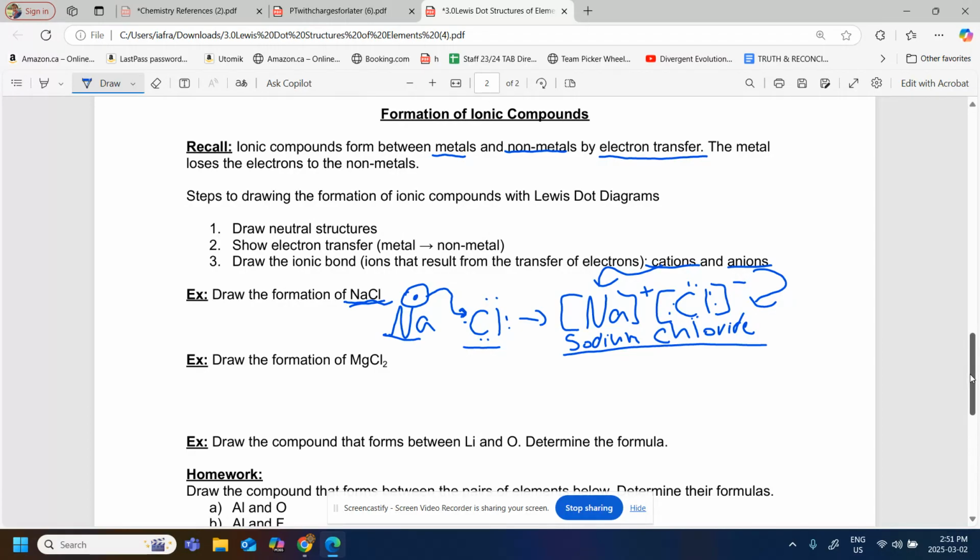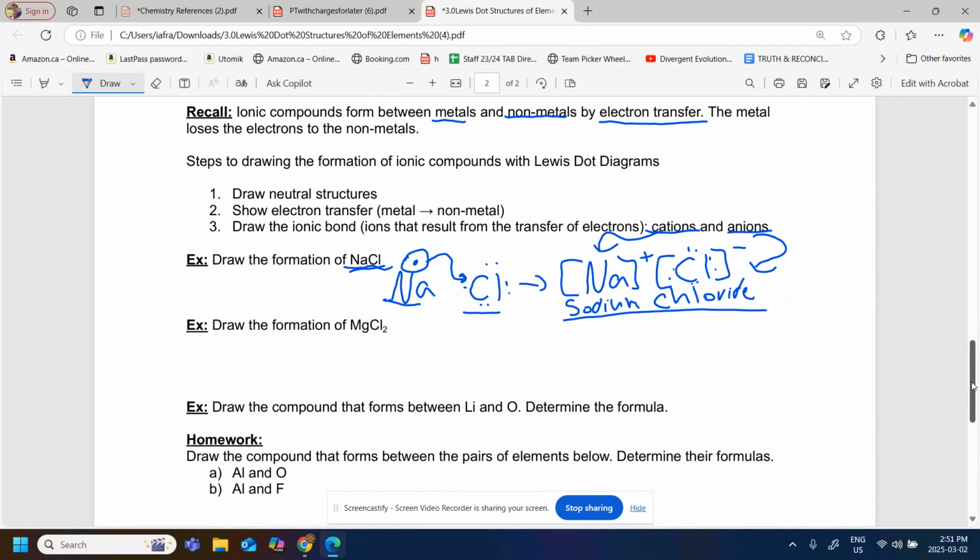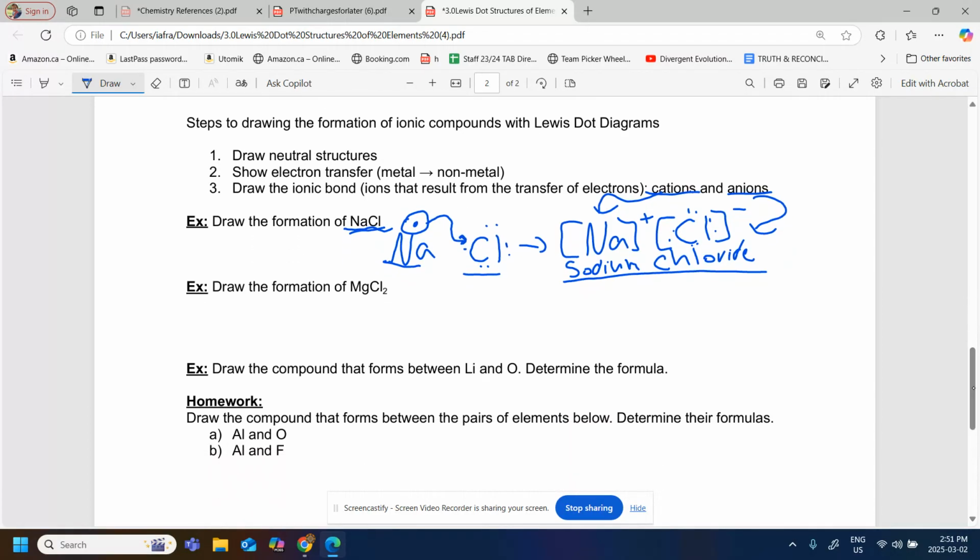We'll try another one. We'll do MgCl2. So here we have MgCl2. You'll notice that there's 1 Mg and 2 Cls. So what I usually do is, if there's only one metal, I draw it in the middle. 1, 2. And then I draw the nonmetals on opposite sides. They have 7 each. So 1, 2, 3, 4, 5, 6, 7. And over here, same thing. 1, 2, 3, 4, 5, 6, and 7.